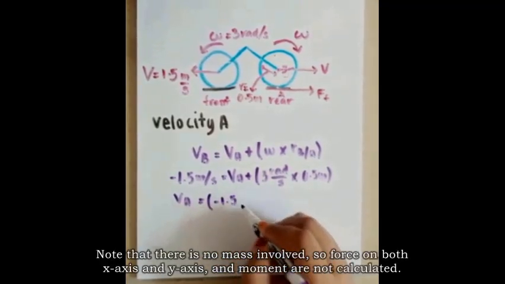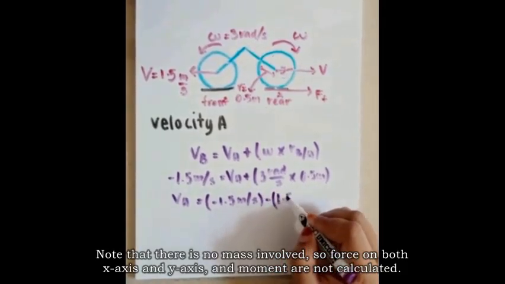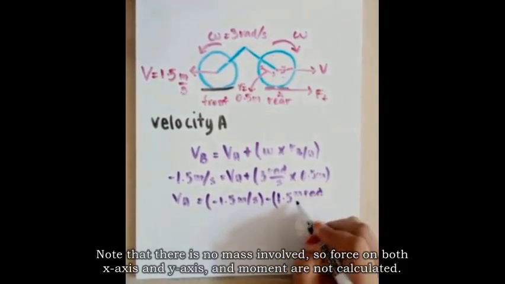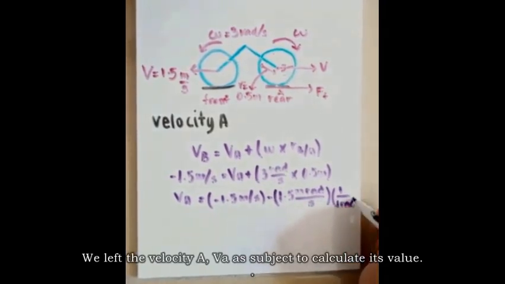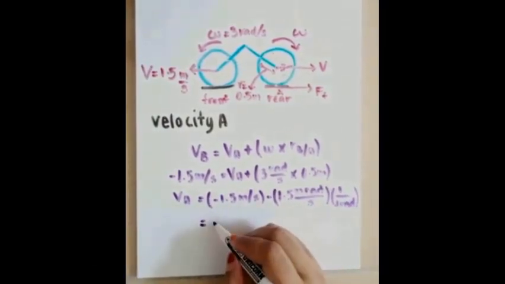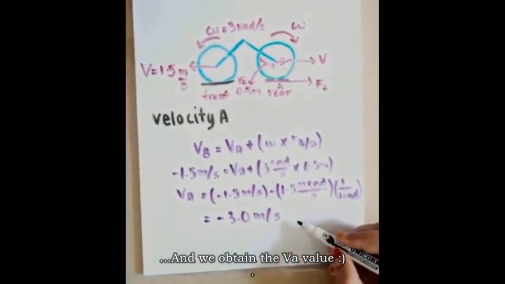Note that there is no mass involved, so the force on both the x-axis and y-axis, and the moment are not calculated. We leave the velocity vA as the subject to calculate its value, and we obtain the vA value.